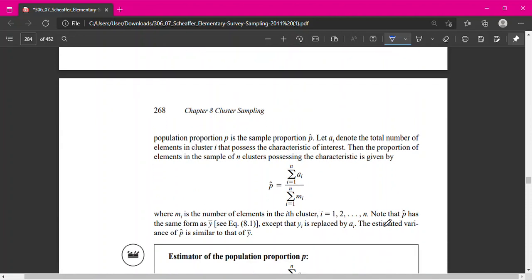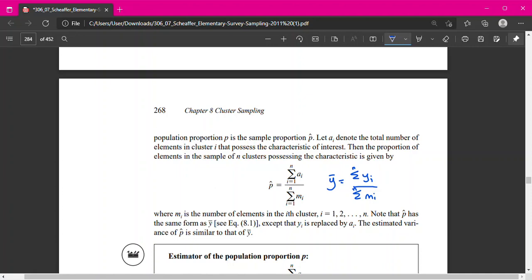Note that P hat has the same form as Y bar actually. Remember how we calculated Y bar before? Summation of Y i divided by summation of M i, with small n clusters. Y here is the total of the observations. For example, our variable of interest before this was income, so Y i is the total of income for the households in each cluster.